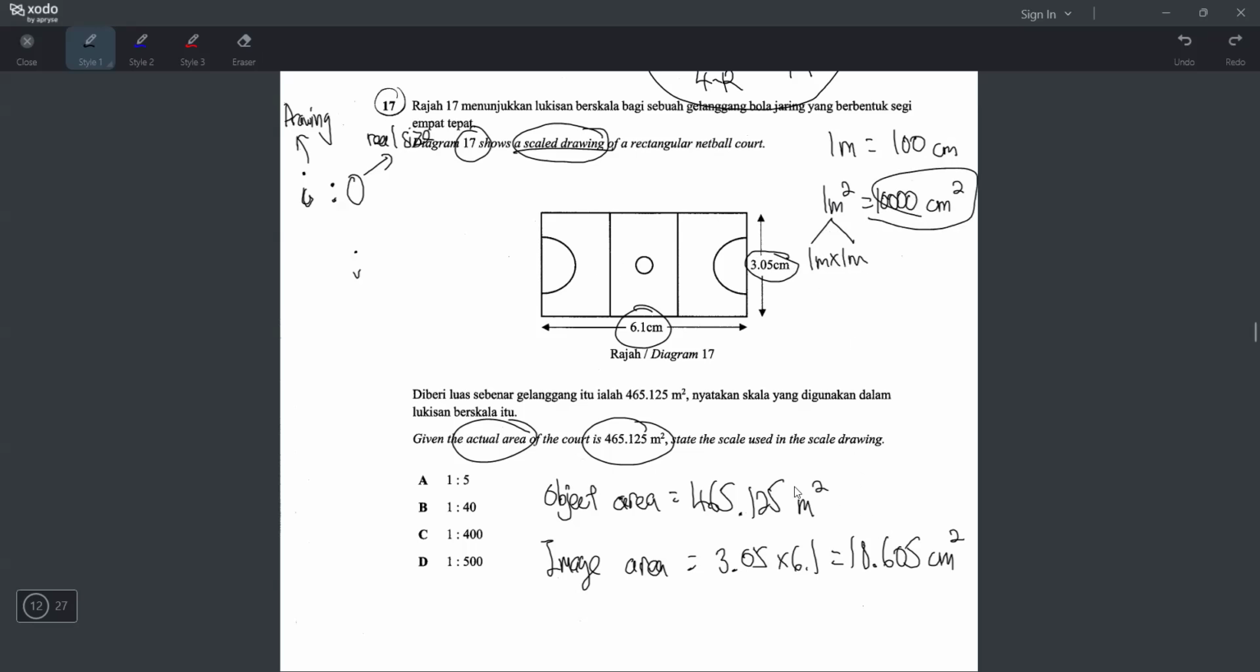So can you tell me how to convert meters square to cm square? You just times 10,000, and when you times 10,000, what you are doing is you just move the decimal to the right 4 times, because 4 zeros. So the answer will be 4651250. Now I want to ask you, can I put this inside this formula? 4651250 ratio 18.605. Silap, terbalik already, right?